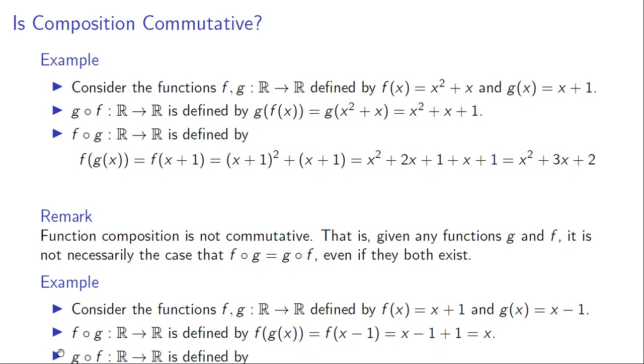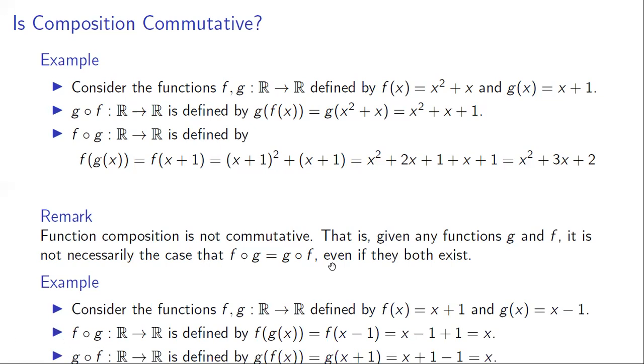Next, what is g circle f? So g circle f is also a function from the real numbers to the real numbers, and it is defined as follows. It's g of f of x. So that's g of x plus 1, which is x plus 1 minus 1, which is x. So notice here in this example, f circle g is equal to g circle f.